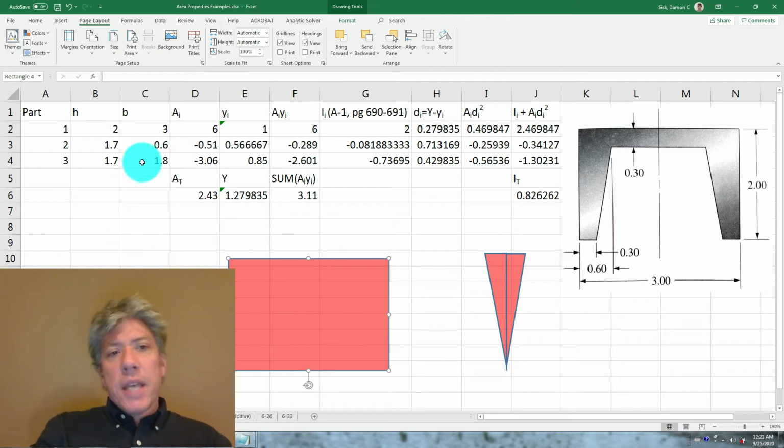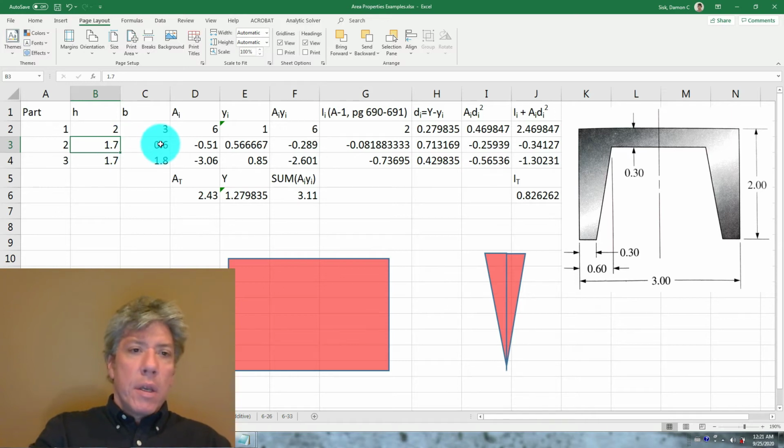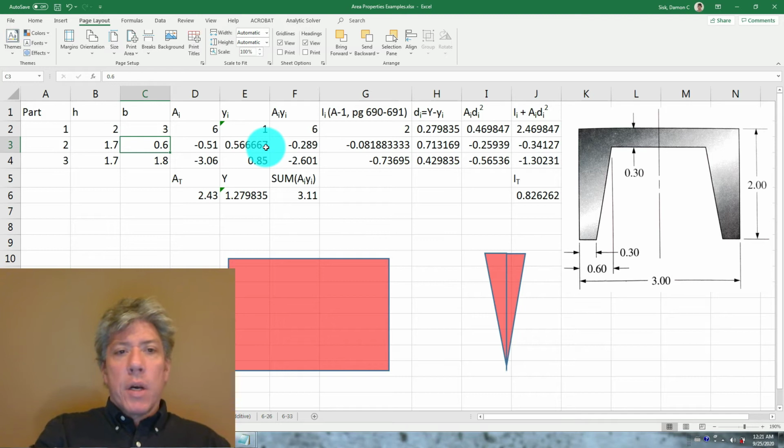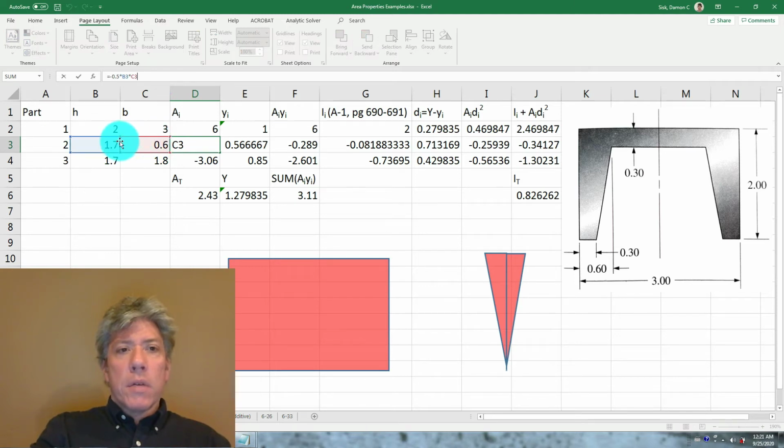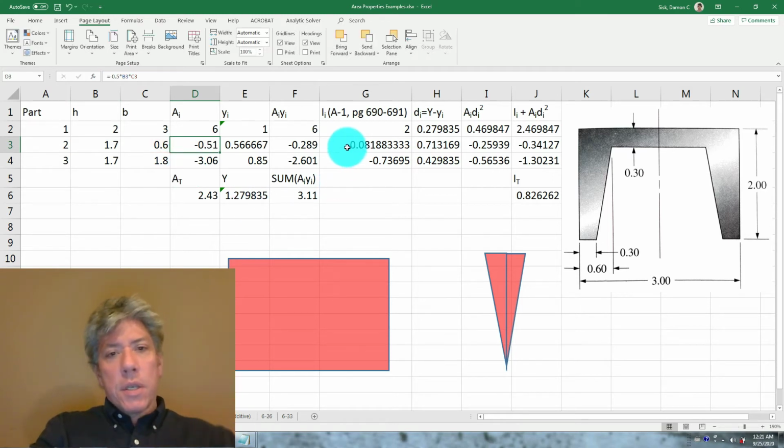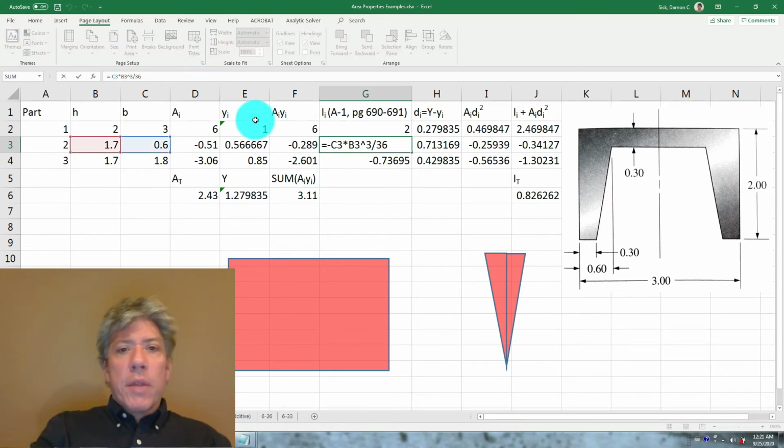Well, what are these negative areas? Notice that there's a height of 1.7 and a base of 0.6. To understand what area I'm talking about here, notice that this is just the product of these two times a half. So what are we dealing with here? Well, it's actually easier to see if we go over here. I've divided by 36, so I'm dealing with a triangle here. What triangle is that?